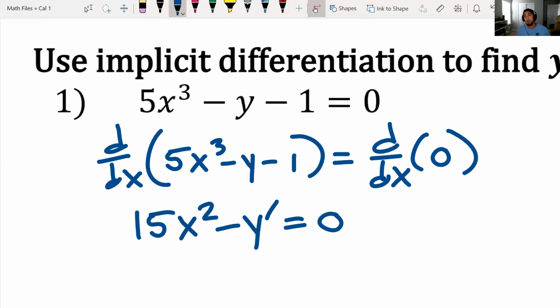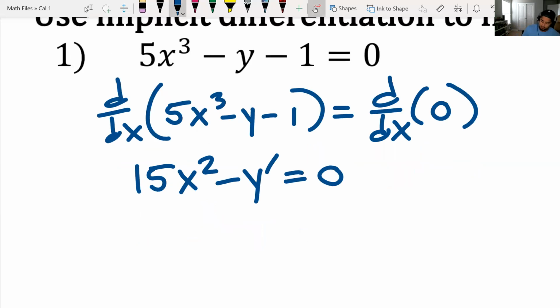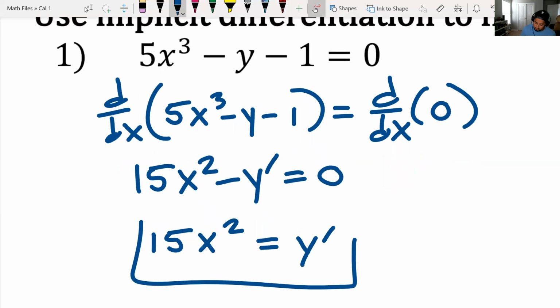So now all we have to do is solve for y prime, which means add y prime to the right side, and it's done. 15x squared equals y prime, and done.